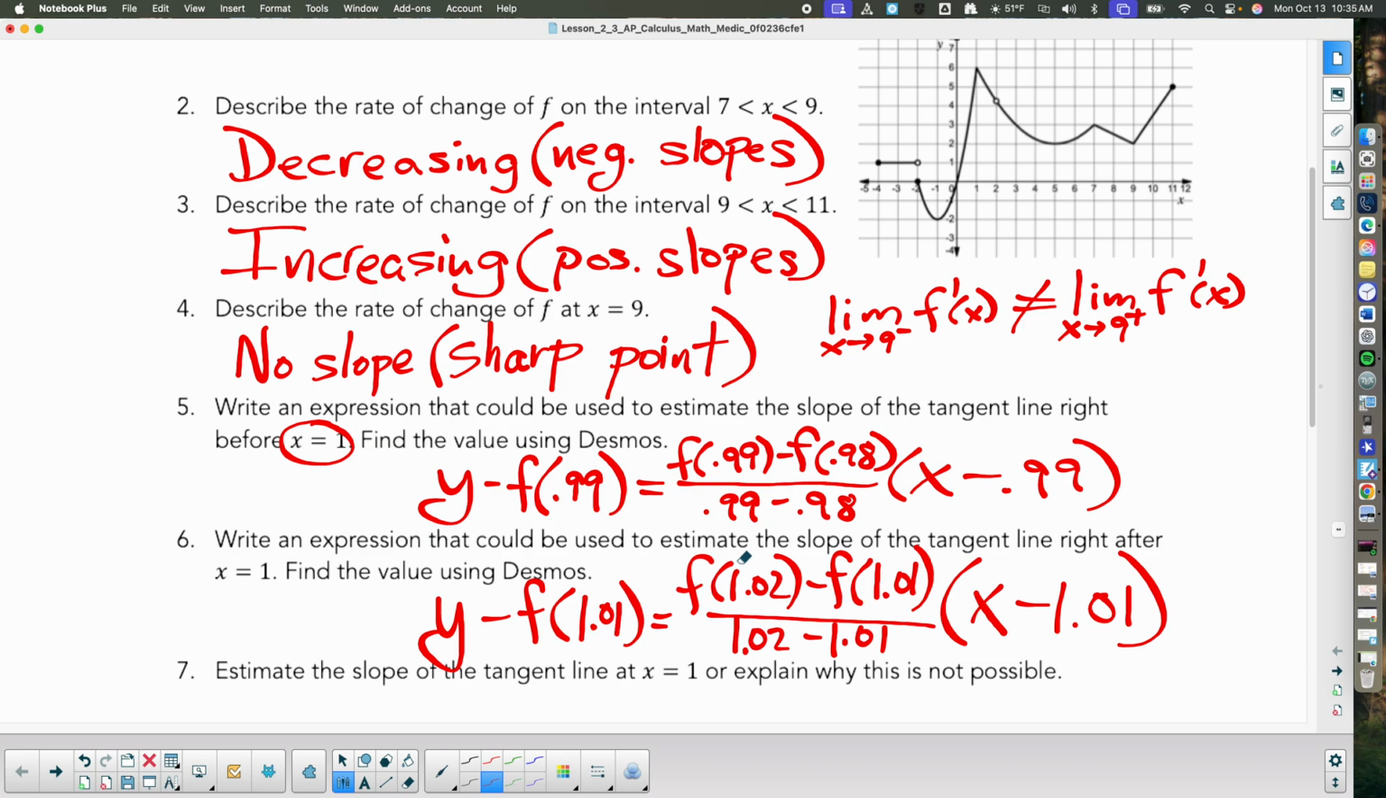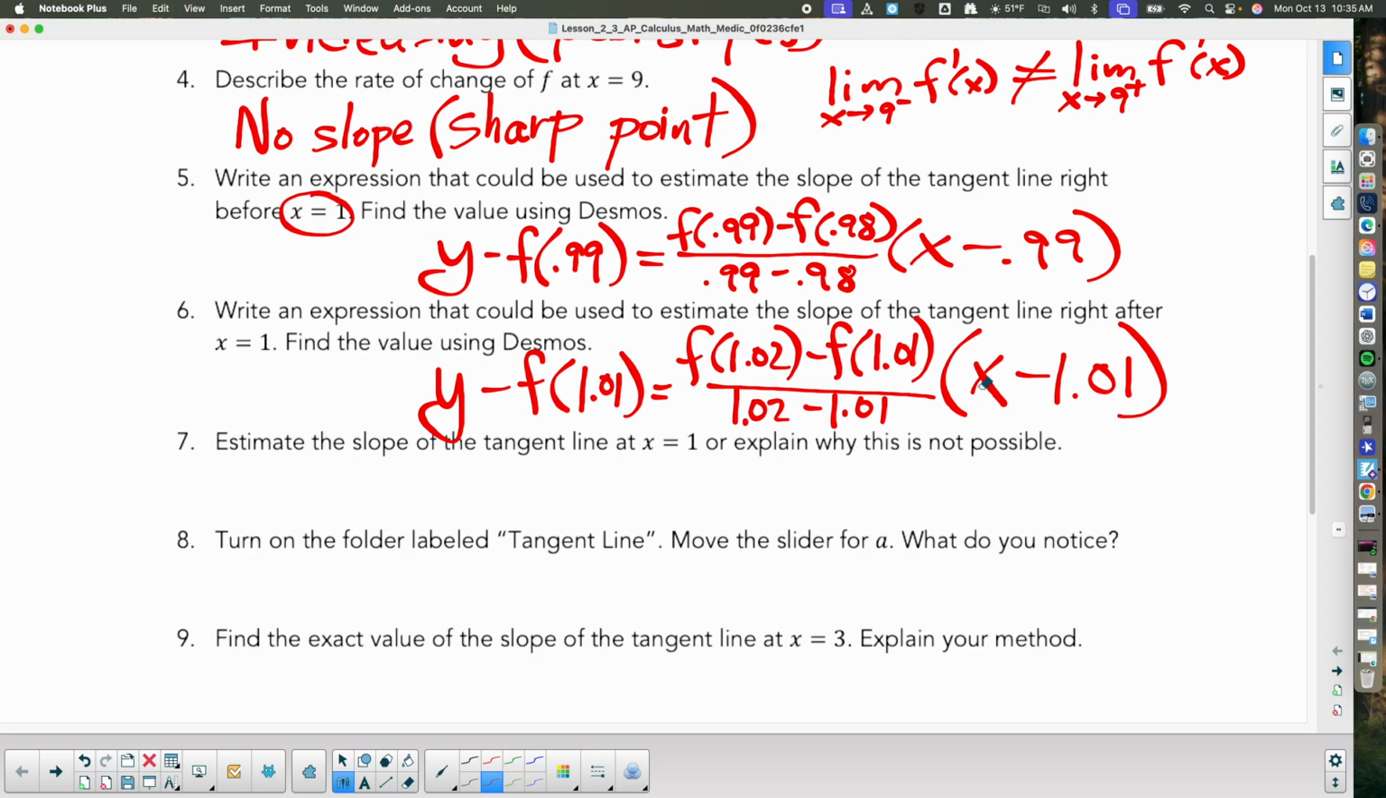What was the slope at, I think it was 7? 9. What was the slope at 9? No slope, because sharp point. So 1. I think you're looking at the wrong spot. Oh, I was looking at 0. Yeah, okay. No slope, because it's a sharp point. Good. Yeah, I assumed you had been looking at the wrong spot there.